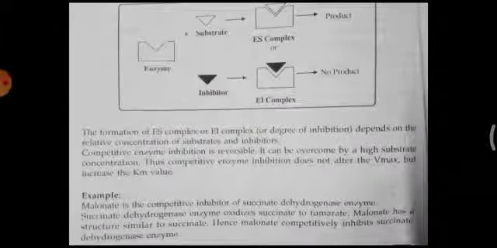Next, we will see this in detail, taking a specific example. The formation of the enzyme substrate complex or EI complex depends on the relative concentration of the substrate and the inhibitor.